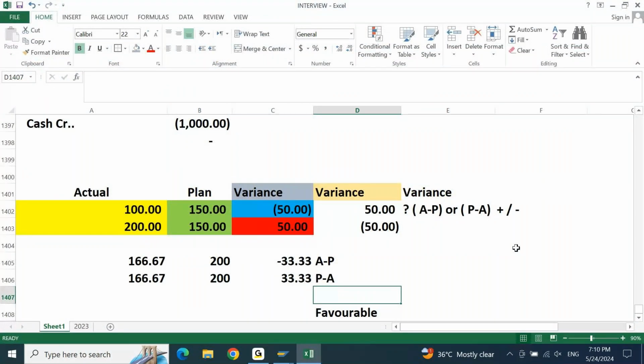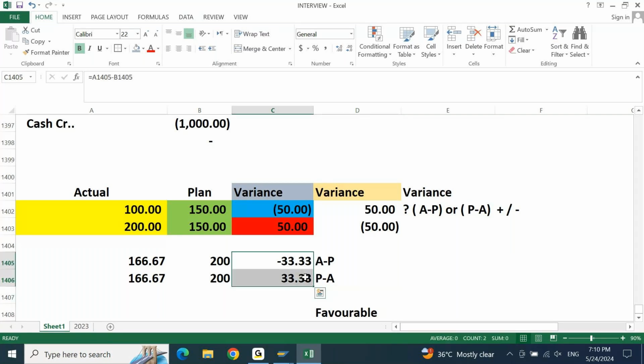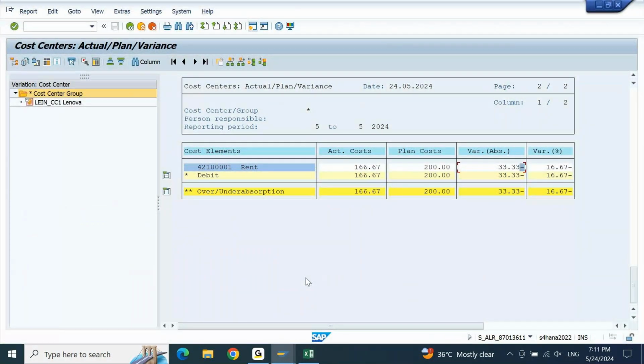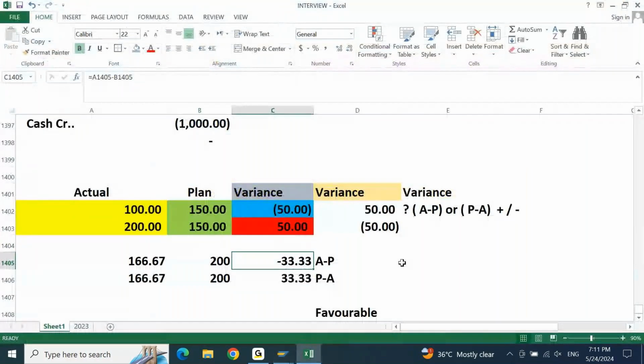Sometimes our logics may not be exactly the same as SAP. SAP may be working with a different approach. Since you are working in SAP, you are trying to understand how SAP CO is working. Understand how the system is behaving. Both numbers are here, and you can do it either way, but how is SAP working? SAP is telling 33.33 negative is the variance. To get the negative variance, you have to deduct actual minus planned. So this is your formula.